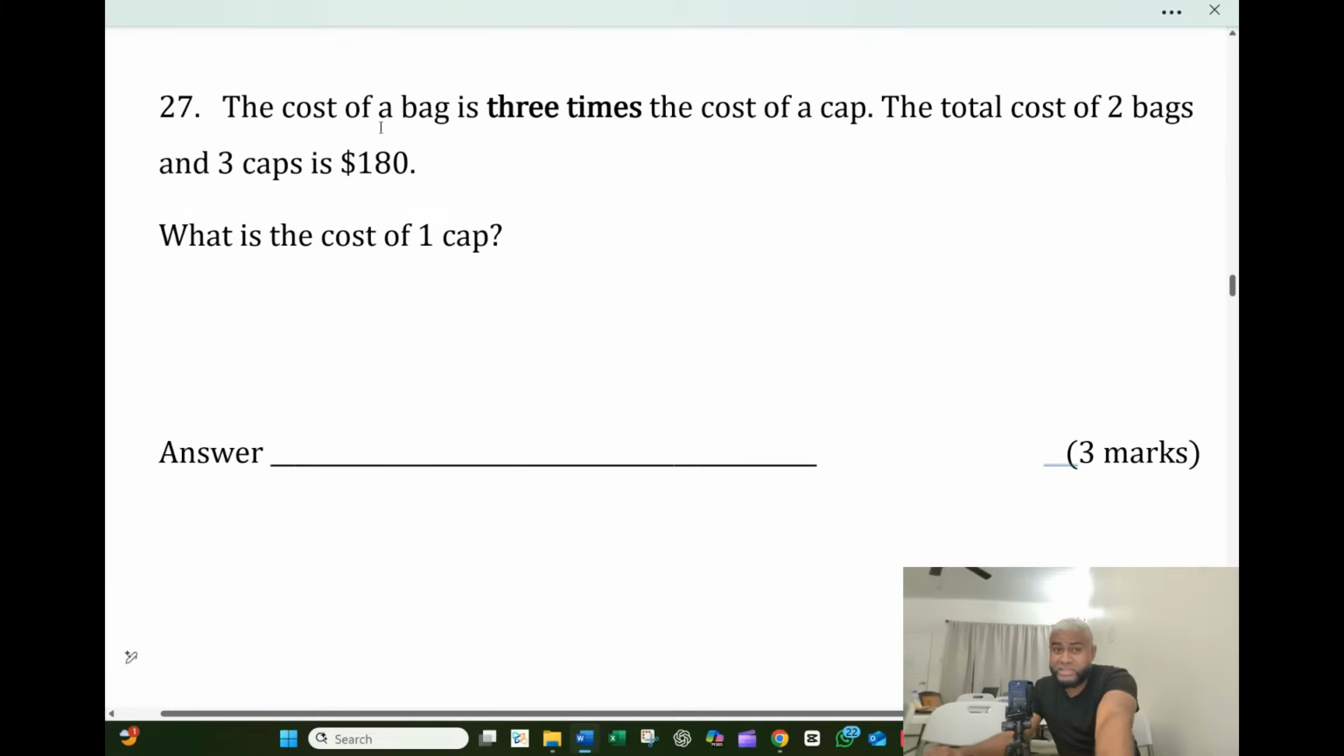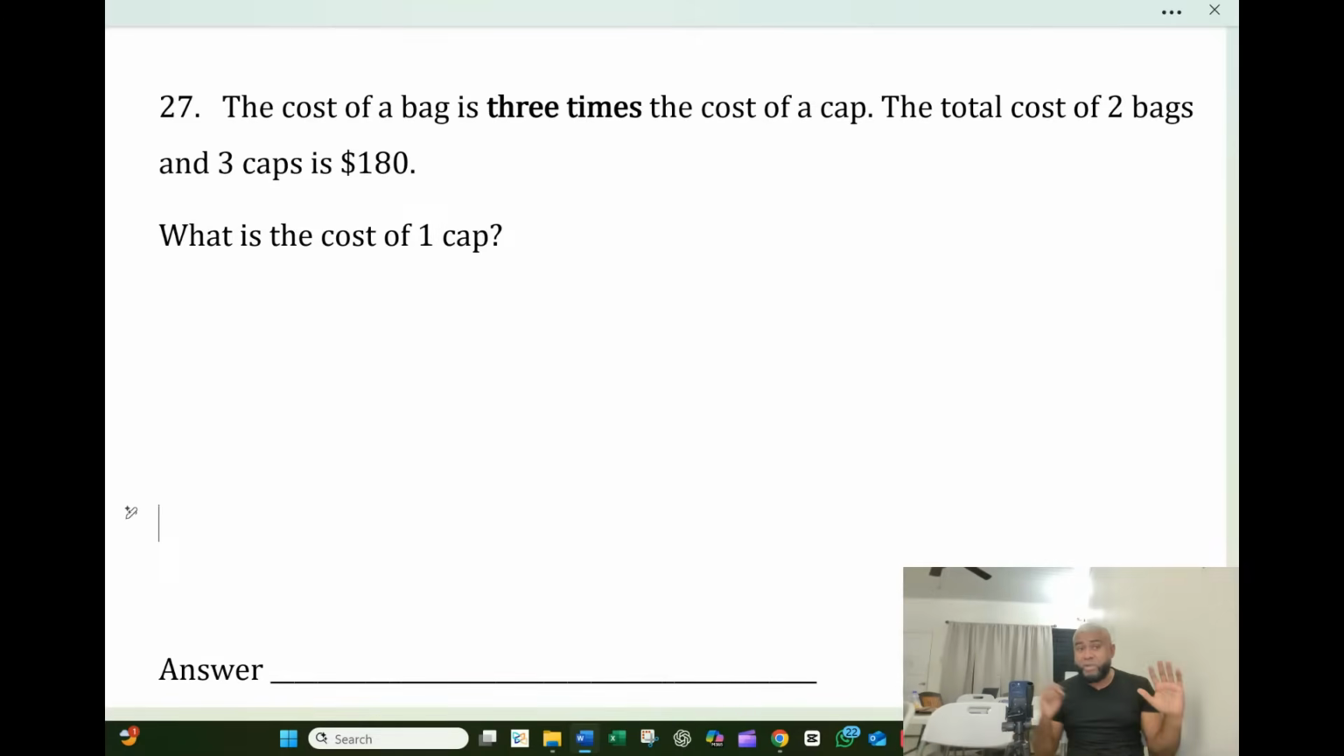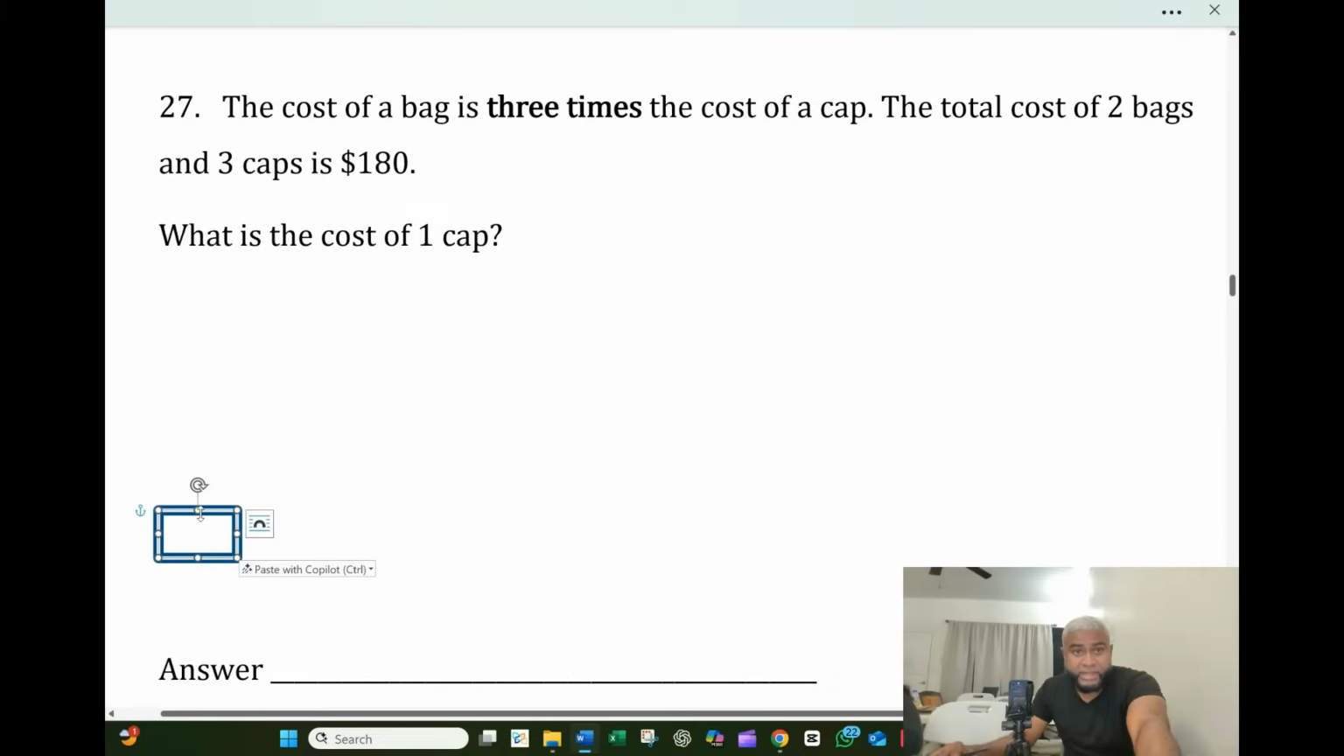So the cost of a bag is 3 times the cost of a cap. The total cost of 2 bags and 3 caps is 180. What is the cost of 1 cap? So I'm using box again, right? I'm going to use the same box I was using before. Put my box here. So the cost of a bag is 3 times the cost of a cap.